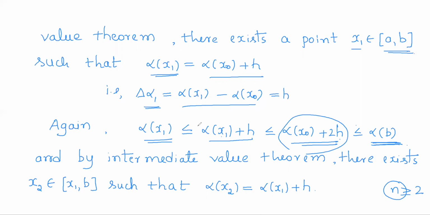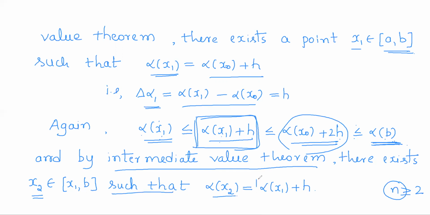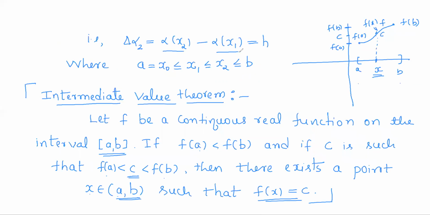So once again, we got an intermediate value between alpha of x1 and alpha of b. Alpha is a continuous function, and this is an intermediate value between alpha of x1 and alpha of b. So, again by using the intermediate value theorem, there exists a point x2 in the interval [x1, b] such that alpha of x2 will be this value. So the image of x2 will be this intermediate value. So alpha of x2 minus alpha of x1 will be h, which we take as delta alpha 2.